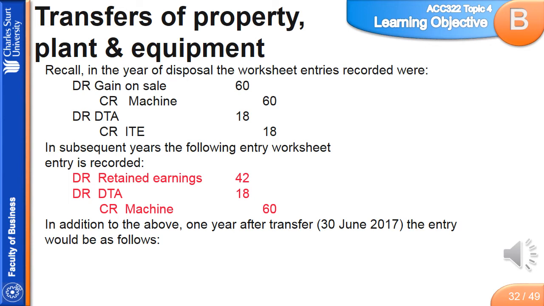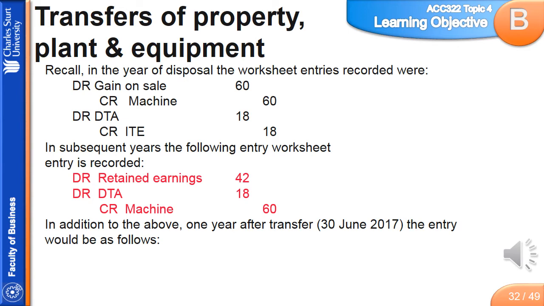Then we've got this deferred tax asset, which is just recognized again because it's still within ownership. It's a deferred tax asset of the parent. And then we've got this credit to machine of $60, which brings the machine back down to its $90. As at the date it was transferred, it had a carrying amount of $90.